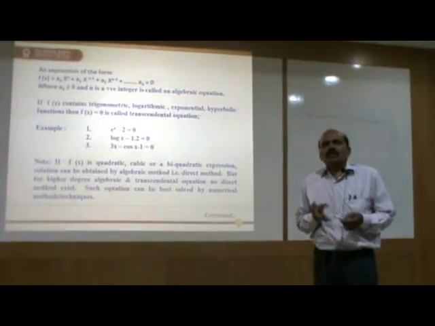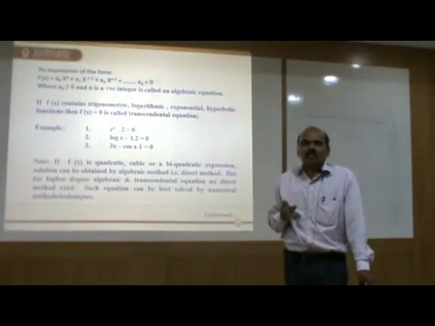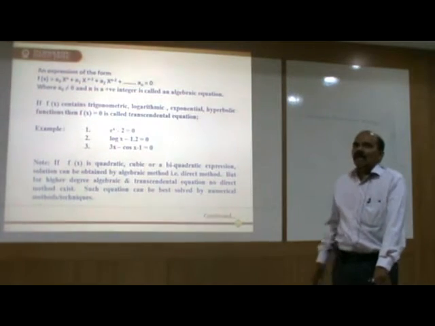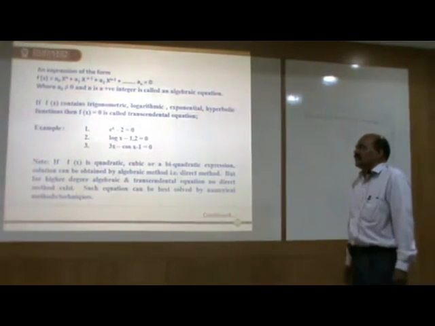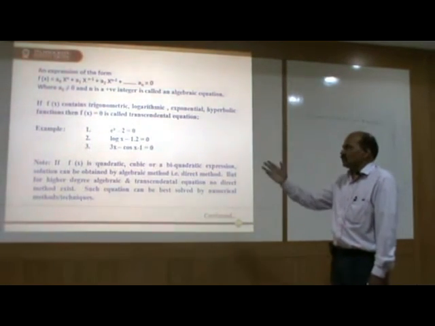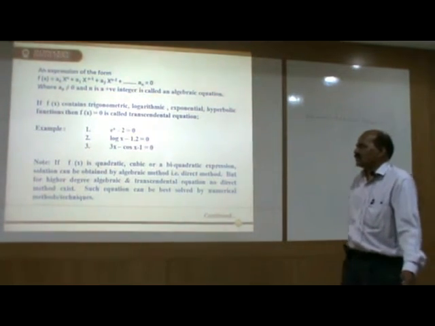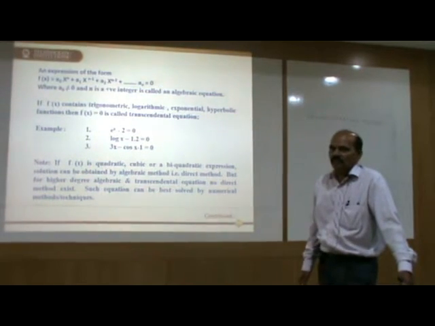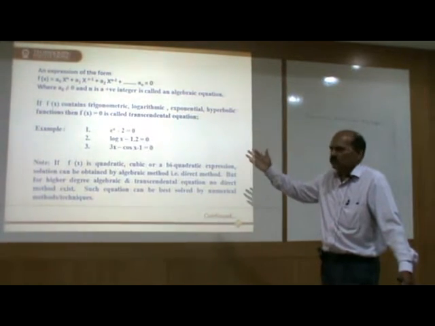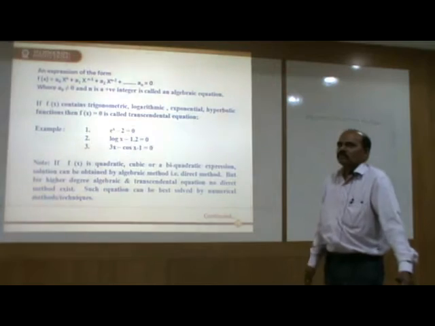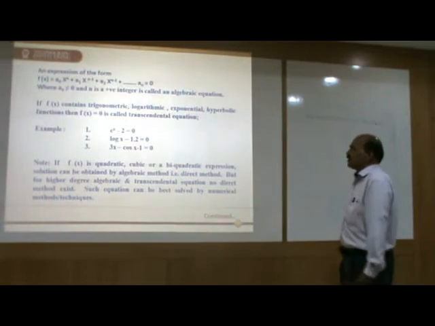Let me tell you first of all what a transcendental equation is. An equation containing a transcendental function, that is logarithmic function, exponential function, hypergeometric function, is known as a transcendental equation. For example, we have the equation e raised to x minus 2, the equation log x minus 1.2 is equal to 0, and we may have an equation like 3x minus cos x minus 1 is equal to 0. These are not simple, they need a special technique to solve. Therefore, I have chosen a transcendental equation. So, I will solve one of these questions by using Newton's Raphson method.